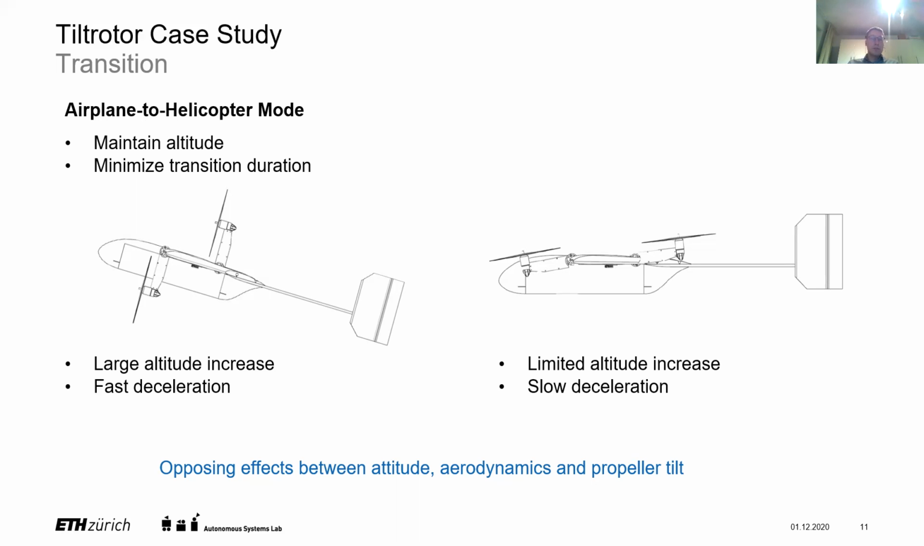An alternative is to just start tilting back the propellers. So here we still rely on the drag forces of the main wing, but it's just a lot more gradual than having this aggressive pitching maneuver. Of course, this will result in slower deceleration since we just don't have as strong drag forces as for the left-hand approach. But in turn, it also limits the altitude increase.